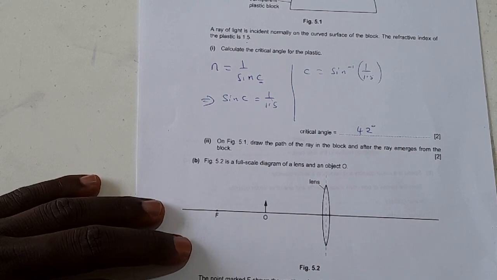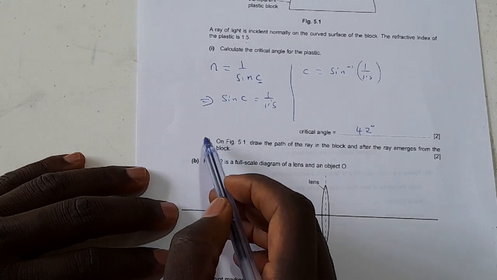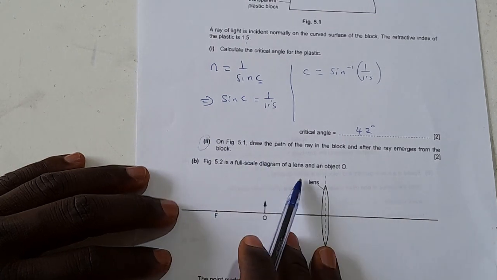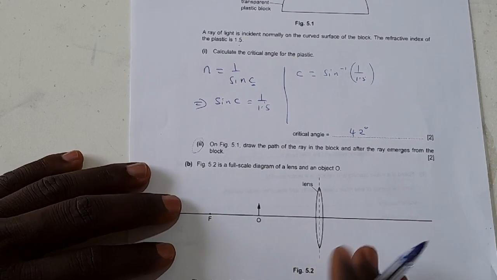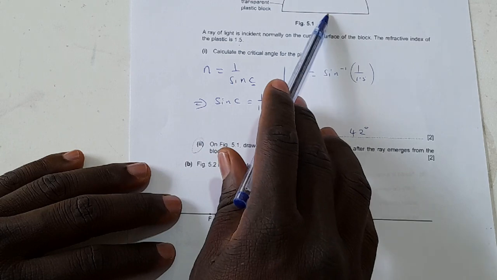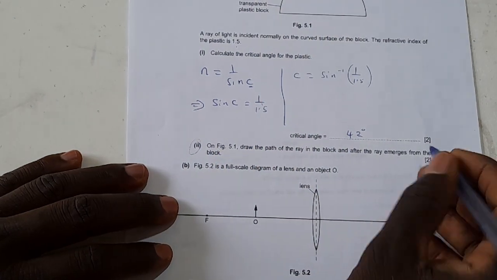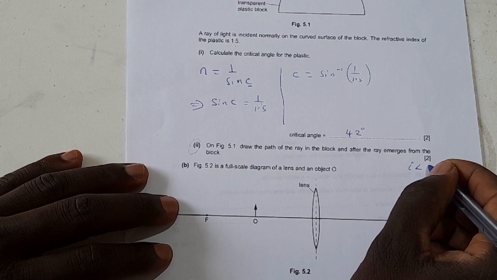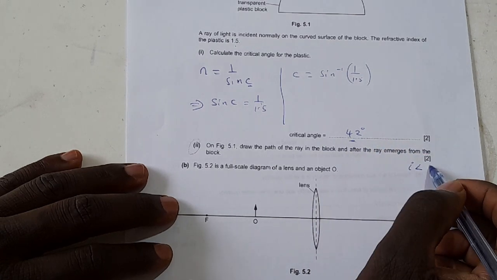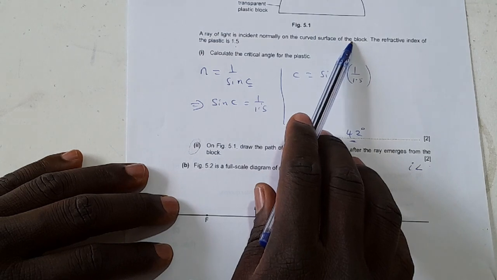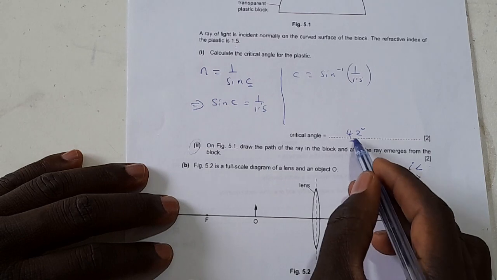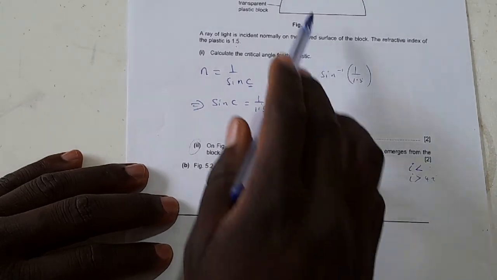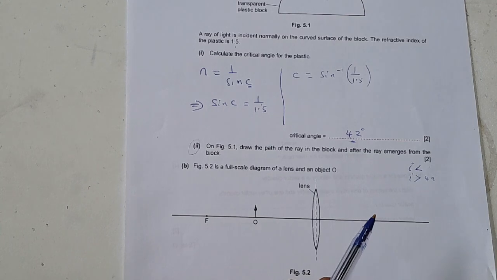Now, for us to know how the ray of light is going, whether it's going to be refracted or is going to undergo total internal reflection, then we need to extend this ray of light up to here, then measure the angle of incidence. When the angle of incidence is less than the critical angle, for our case 42 degrees, then the ray of light will be refracted into the air this side. But if the angle of incidence is greater than the critical angle, which is 42 degrees, then it will undergo total internal reflection.